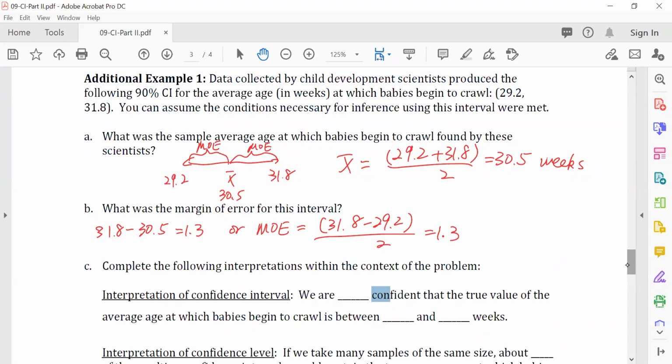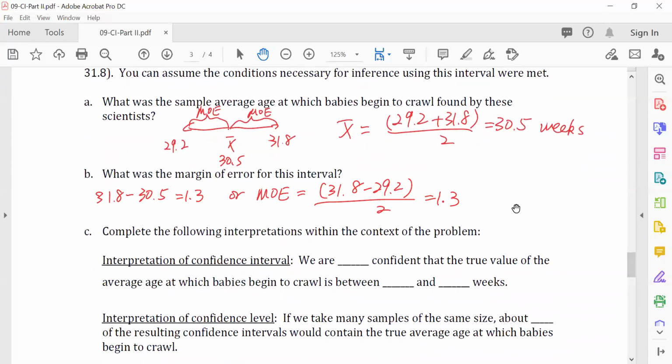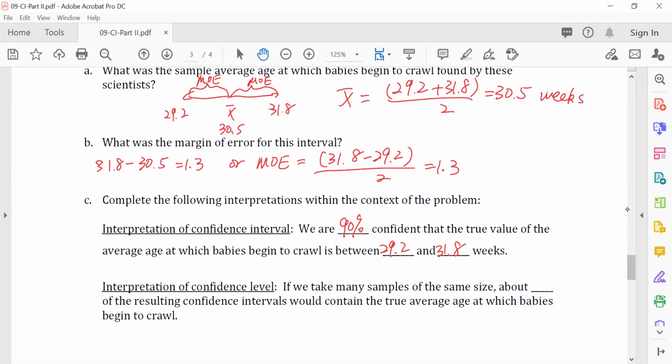Now let's talk about C. C is what we have just talked about, how to interpret your confidence interval and confidence level. So does anyone want to fill in the blanks here? We are 90% confident that the true value of the average age at which babies begin to crawl is between 29.2 and 31.8. Good.